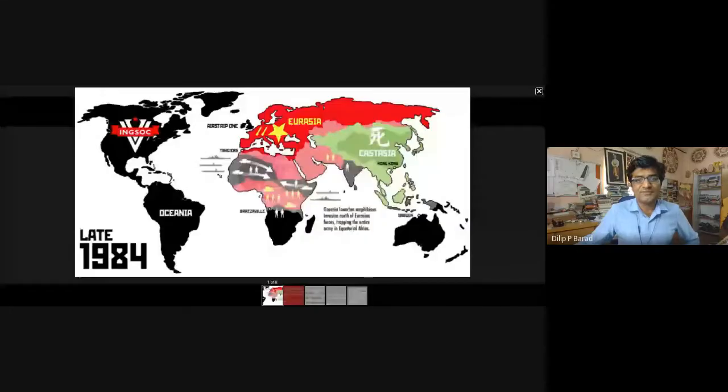If we come to 1984, the map of this world is very interesting. This imaginary world is portrayed by George Orwell. If you think of that map, it is something like this. He says that there are three countries in the world now. These three continents or countries control the entire world. There is Oceania, then the second is Eurasia, and the third is East Asia. Three countries control the entire world.